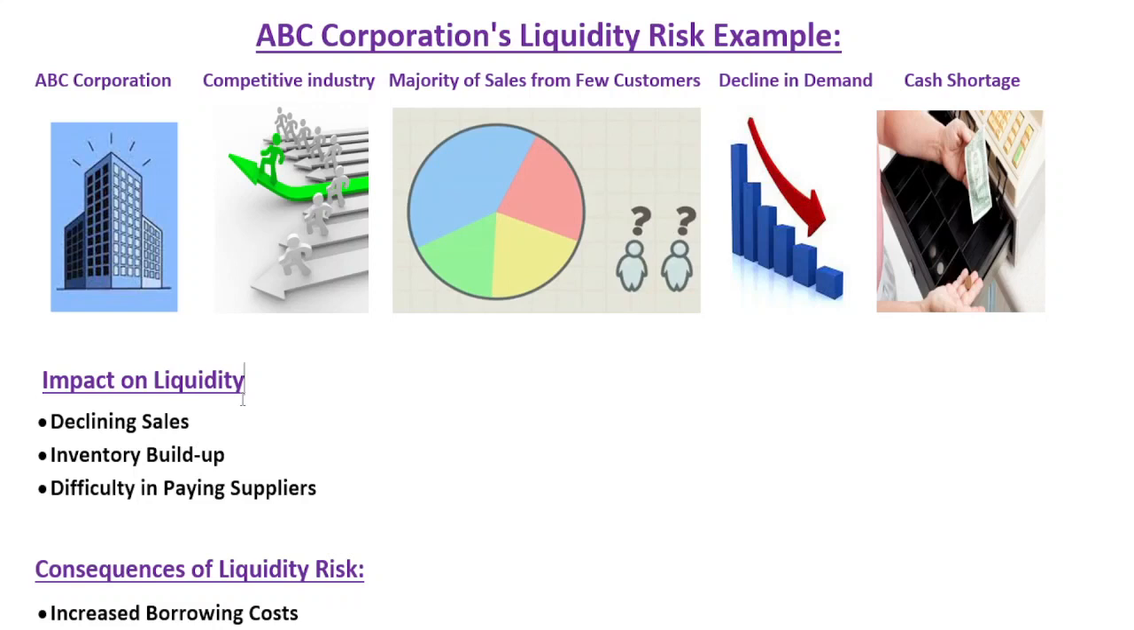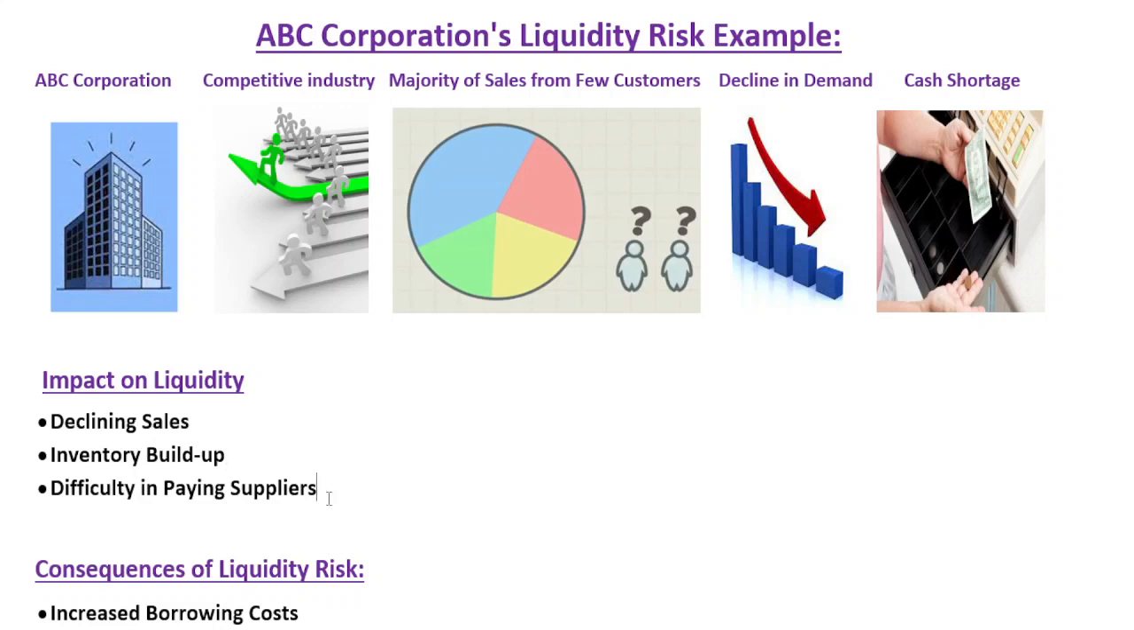Firstly, let's discuss the impact on the liquidity of ABC Corporation. The first impact is due to declining sales. Because of the sudden economic downturn, as we discussed in our example, the reduced demand from key customers leads to lower revenue generation, resulting in declining cash inflows. The second impact on liquidity is due to inventory buildup. ABC Corporation has accumulated excess inventory in the past, tying up valuable working capital that could have been used for other financial obligations as well.